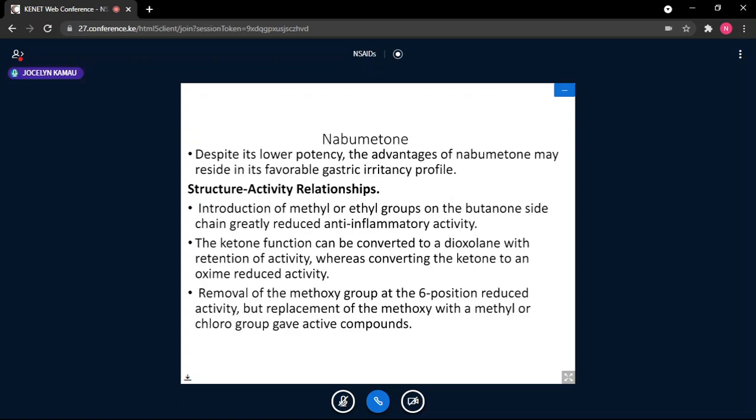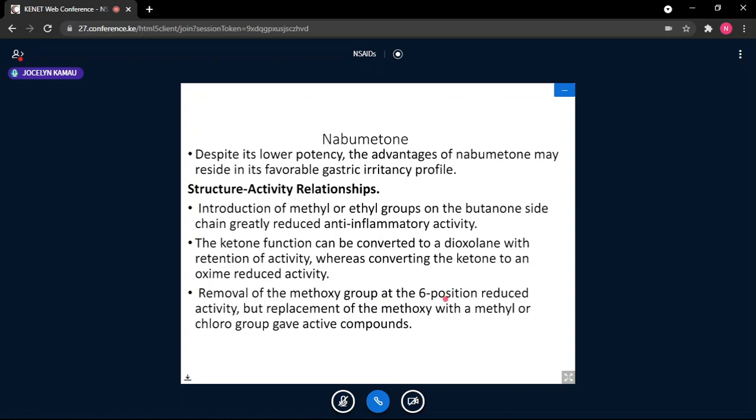Dioxolane is a 5-membered ring with 2 oxygens. That's a dioxolane. That still retains activity, but with no added advantage. Whereas converting the ketone to an oxime, with a double bond and NOH, all oxygen, reduces activity.